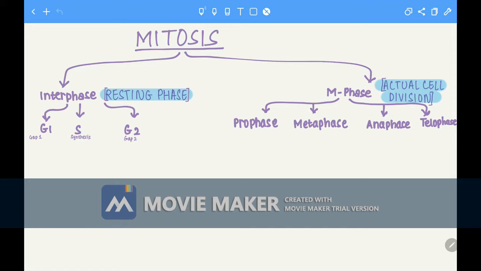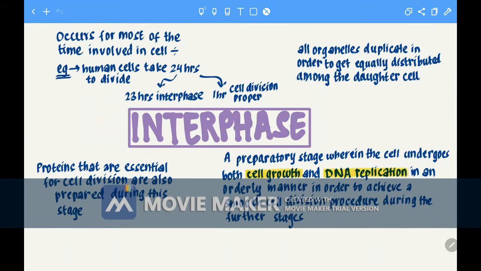During the interphase, the most prominent things that occur are cell growth, which constantly occurs throughout interphase, and DNA replication, which occurs in one stage of the interphase. Another important point of interphase is that even proteins that are essential for cell division are prepared during interphase.